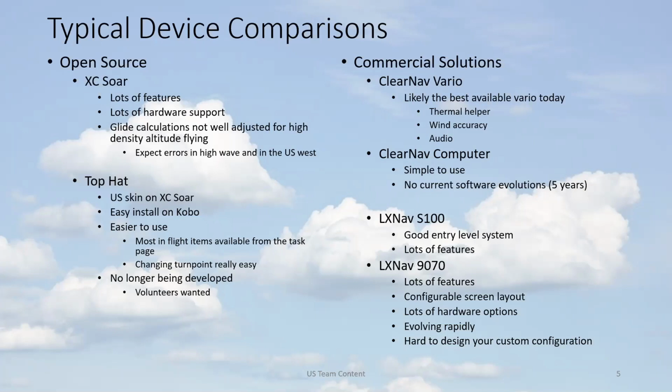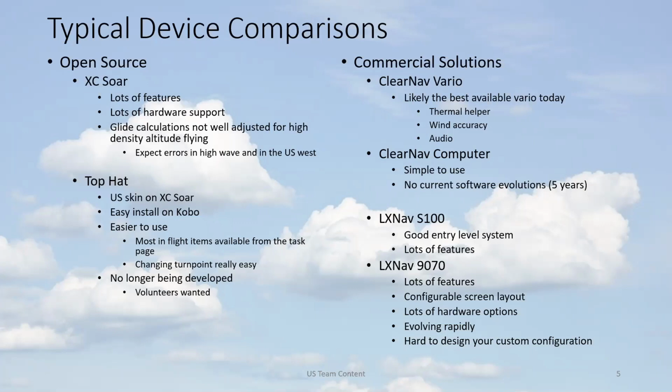The LX 9070 is a premium device with many more features than you're going to see in the S100. It's got a huge screen, and it has an ever-increasing list of hardware options, so you can plug onto it things like a flap lever transducer, so it can calculate whether you're in the right flap position as you're cruising along, for whatever wing loading you are at whatever height, and it can help you with things like that.